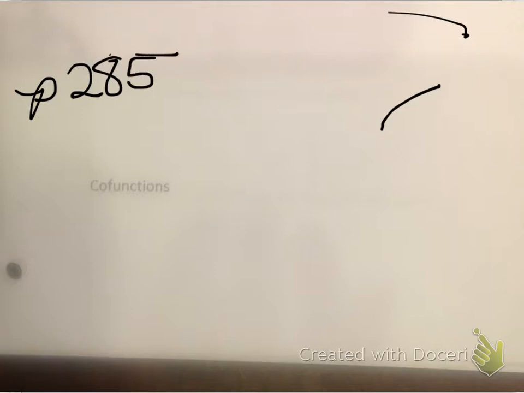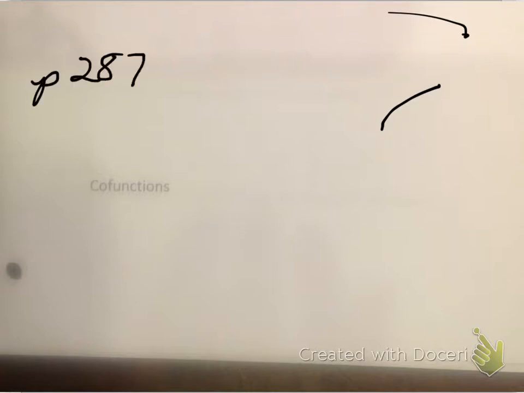All right, the last thing that you need to do is look in your book on page 287. Well, this just moved. It's page 287, and it gives us a table that goes through all the trig functions, and there's a pattern formed in this.